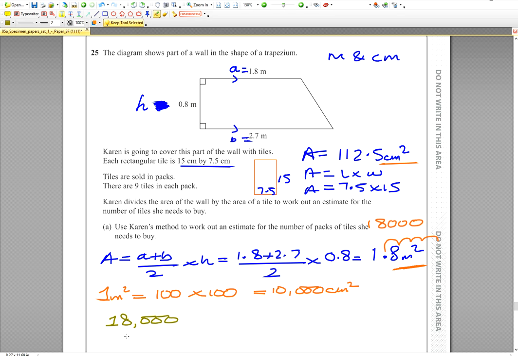So 18,000 divided by 112.5. That gives us what? 160. So we need to buy 160 tiles.